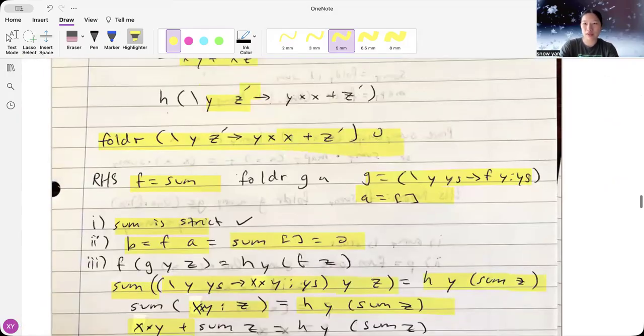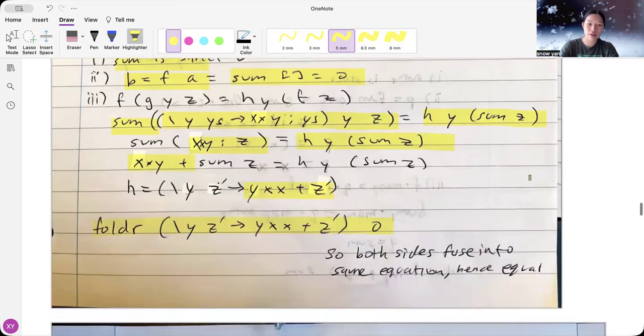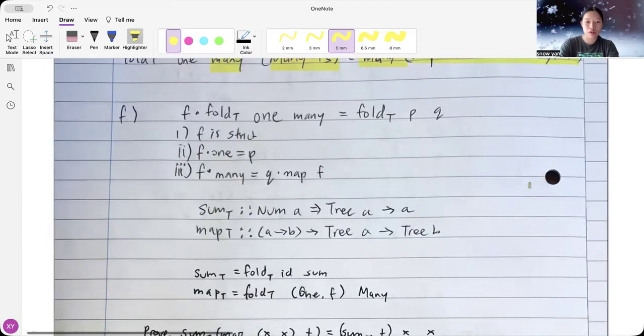Okay, so the idea would be exactly the same. Use the fold fusion on the left-hand side, use the fold fusion on the right-hand side for trees, and then show that those two are the same. So that would be kind of our approach.